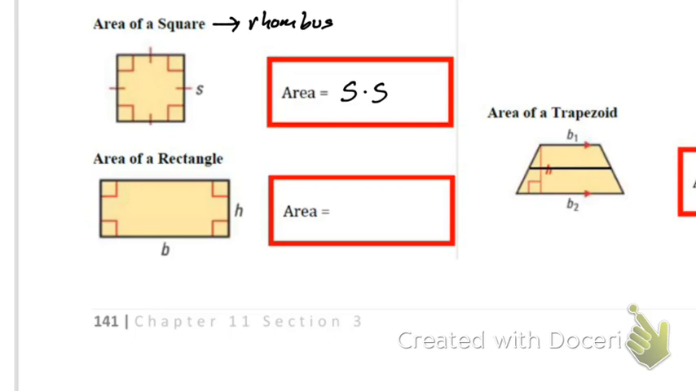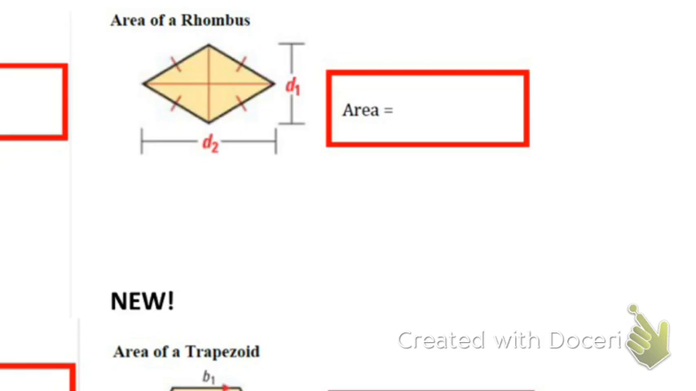No, I didn't. This is the area of a rectangle. That's base times height. You skipped one, you fool. All right, but a rhombus is going to be 1/2 diagonal 1 times diagonal 2, which also works for a square. All right, just a nice quick sheet that has all of them on there.